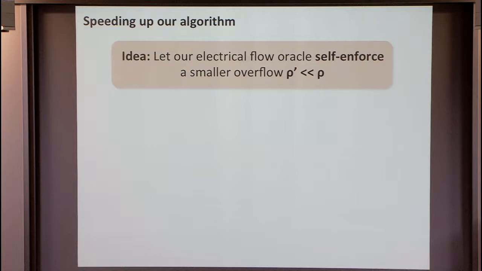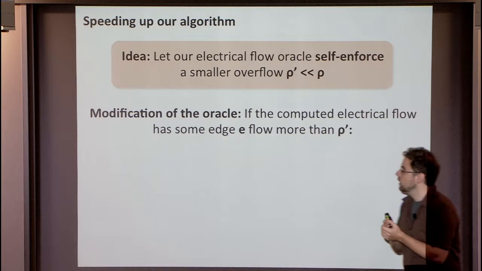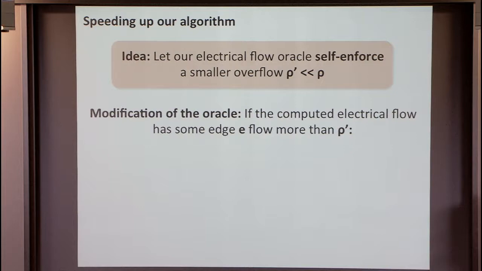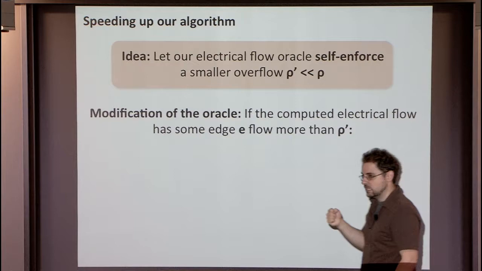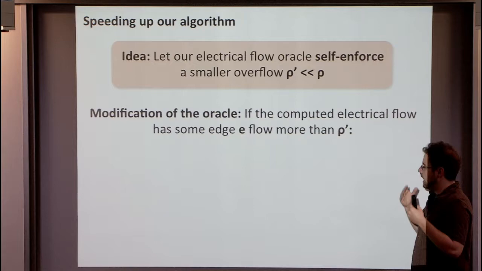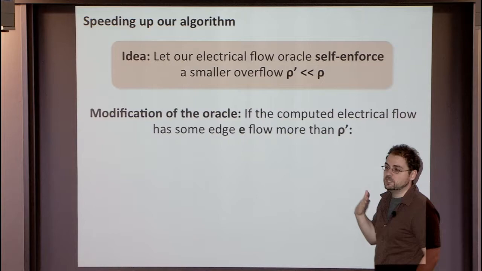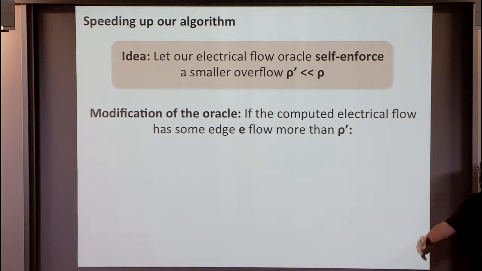And we modify our oracle, this computational electrical flow, in the following way. Whenever we compute an electrical flow, we look at this flow. And if we see that some edge is flowing more than rho prime, we just remove this edge forever from our graph and recompute the flow. We keep doing this until we get a satisfying flow or until we disconnect S and T, and then there is a catastrophe. Only when we see a flow that satisfies this constraint of rho prime, that doesn't have any flow bigger than rho prime, do we pass it on to our multiplicative weight update procedure. So essentially, only then we use it to update our resistances and include it in our final solution.